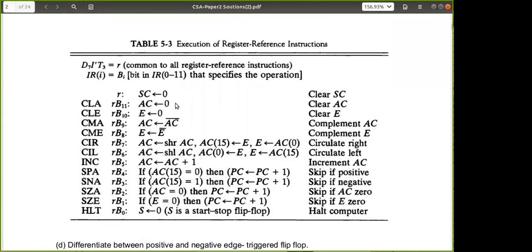When you get these kinds of questions, immediately you have to see the table. In that table we have CLA, CLE, CMA, CME, CIR. All these instructions you have to remember to solve these kinds of problems.